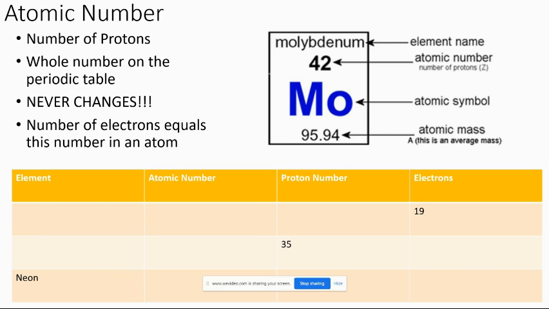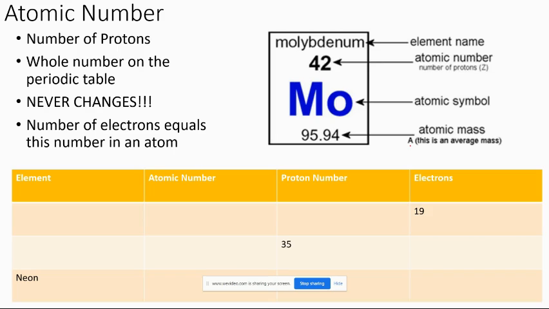All right, so let's look at our periodic table. If we had our periodic table and we had molybdenum on there, it's number 42. That tells us our atomic number. The atomic number is the number of protons. It is sometimes abbreviated with a capital Z. No idea why. Just the way it is.